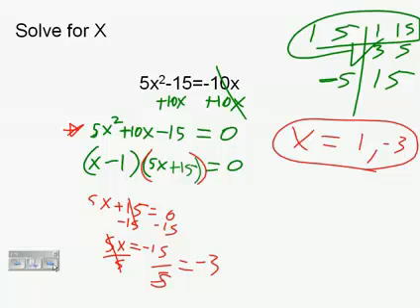Good. So the whole idea here is just finding values of x that will make this equation equal to 0. That quadratic, 5x squared plus 10x minus 15 equals 0. When does that whole quadratic equal 0?